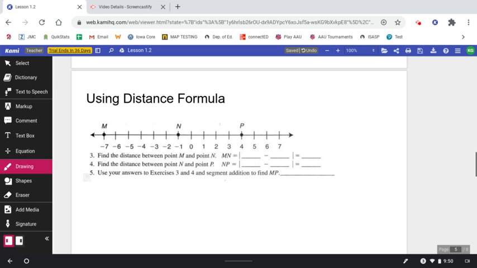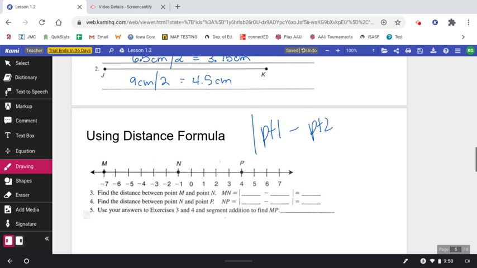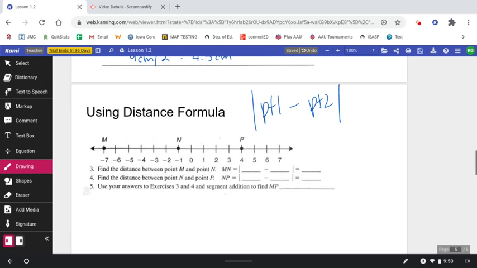And so for the distance formula, it said to do the absolute value of point 1 minus point 2, absolute value. So part 3 says find the distance between point M, which is at -7, and point N, which is at -1. And when I do the math on that and then do the absolute value, I get 6. Find the distance between N and P. N is at -1 minus P, which is at 4. So the distance between them is 5.